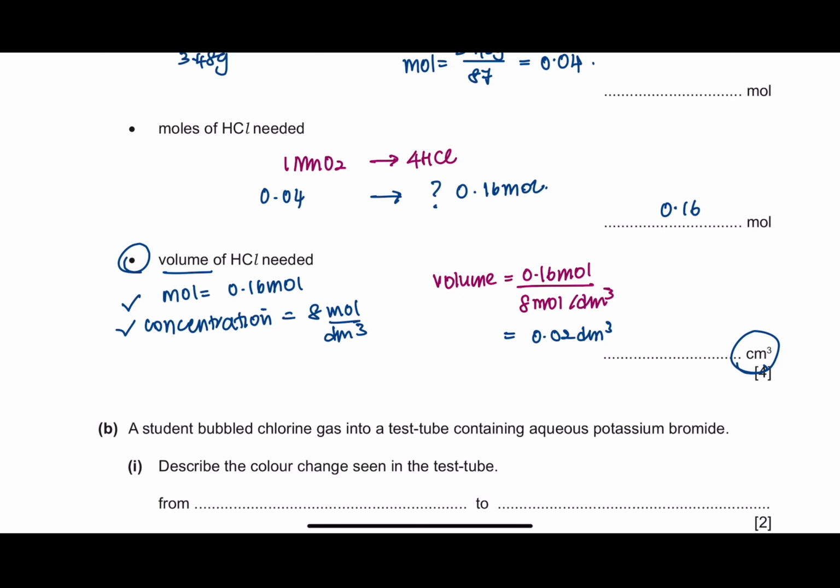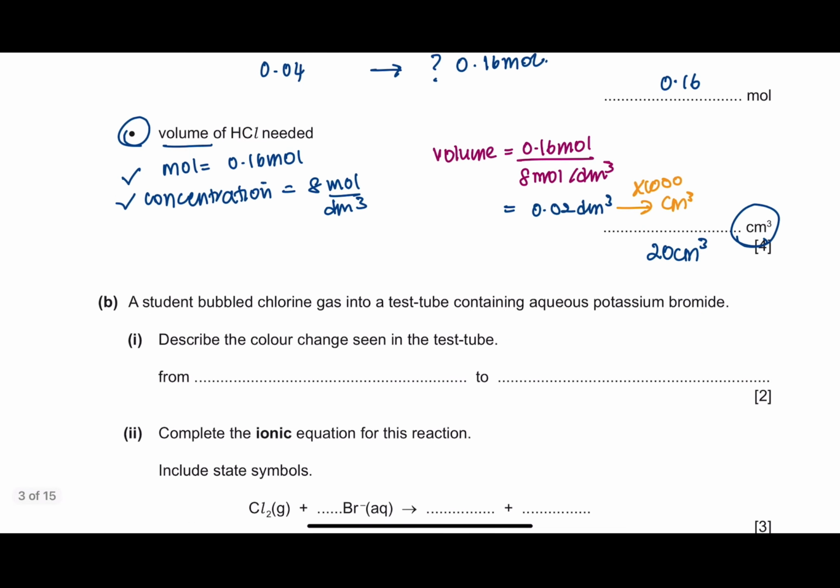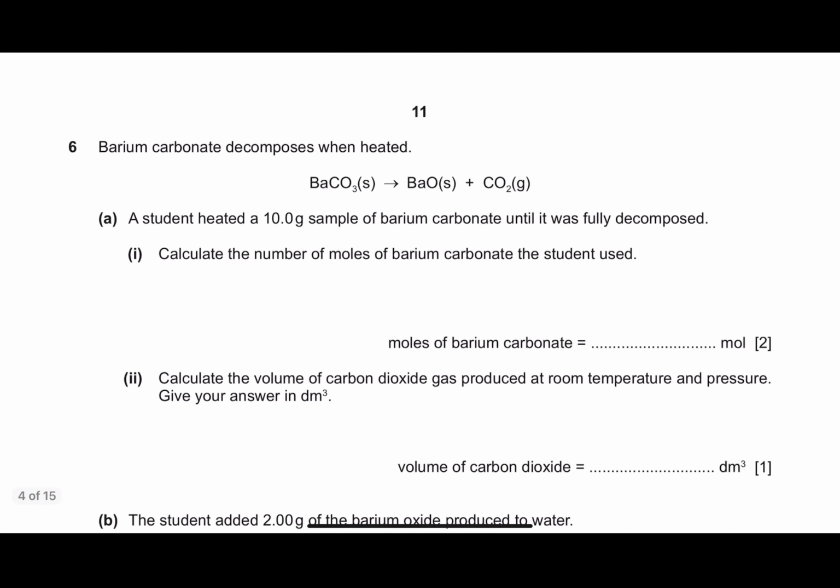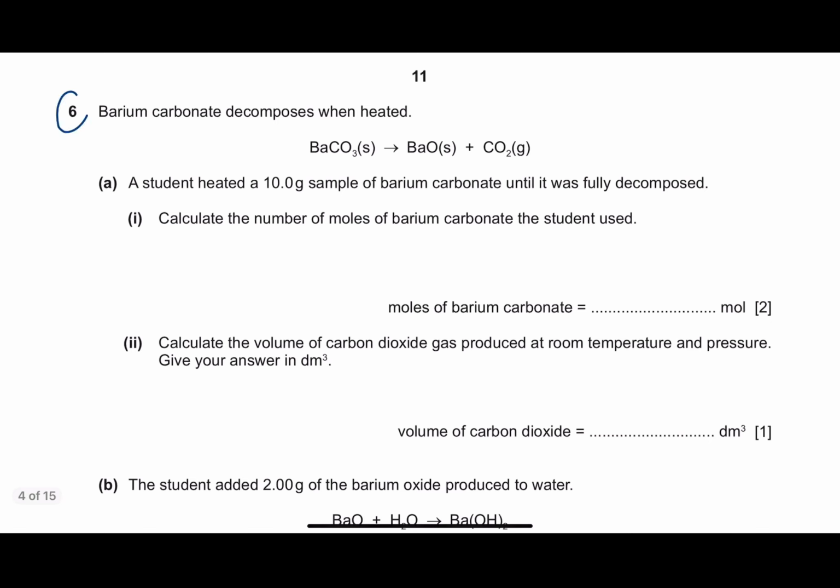However, they want the answer to be in cm³. Therefore, converting dm³ to cm³ means you have to multiply it with 1000, and your final answer would be 20 cm³. Now this is the question from February-March 2017, question 6.